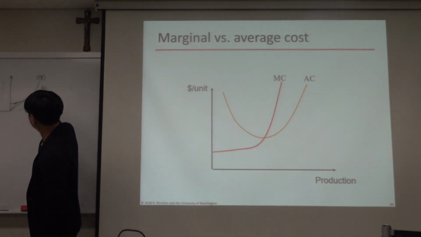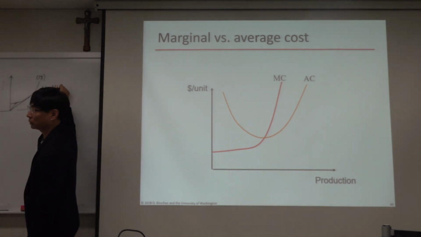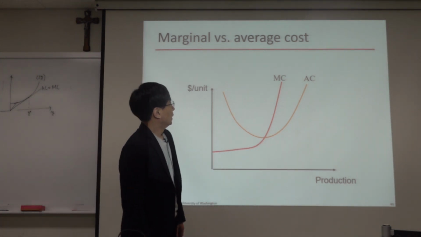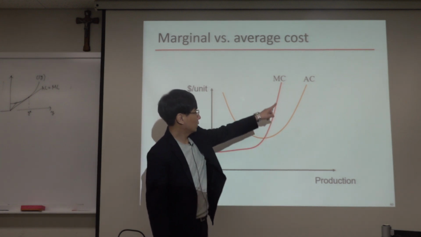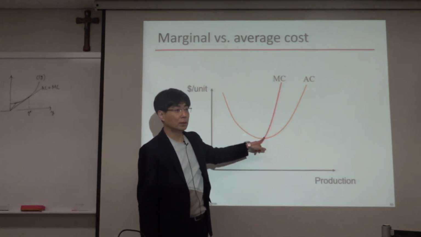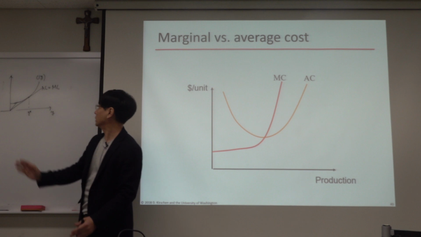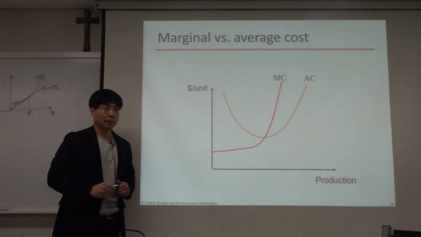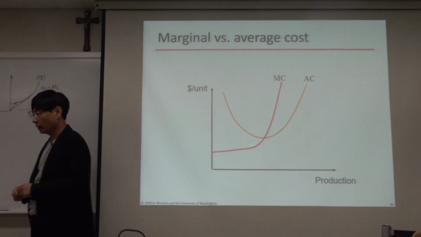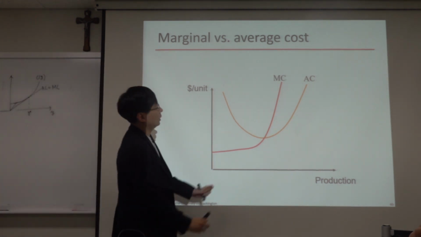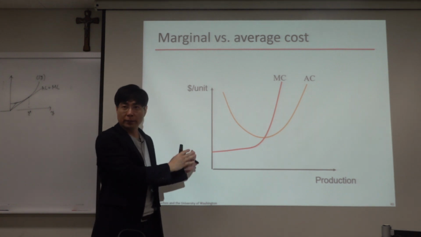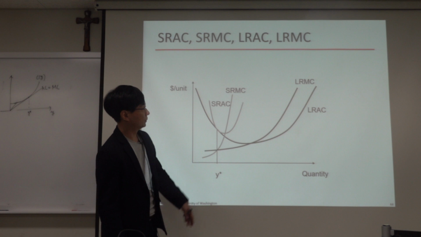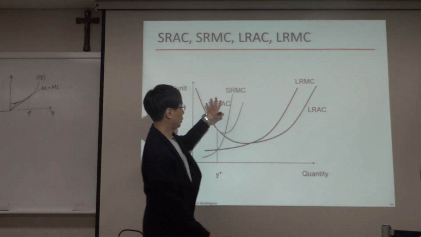At y star, the average cost is equal to marginal cost, right? That's where marginal cost is equal to average cost, and at this point, average cost is minimized, as you see: the slope is minimized and then increases again. You see that, okay? So we can have this figure for short run and long run. So that's this figure, long run case and short run case.